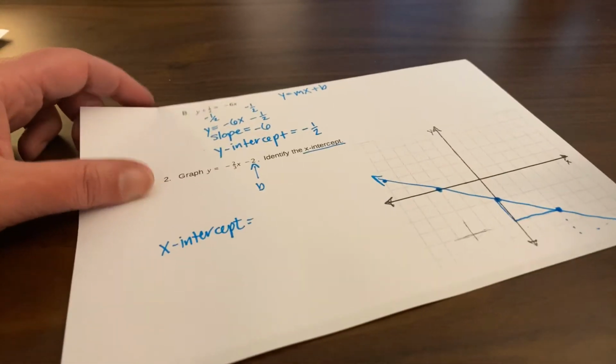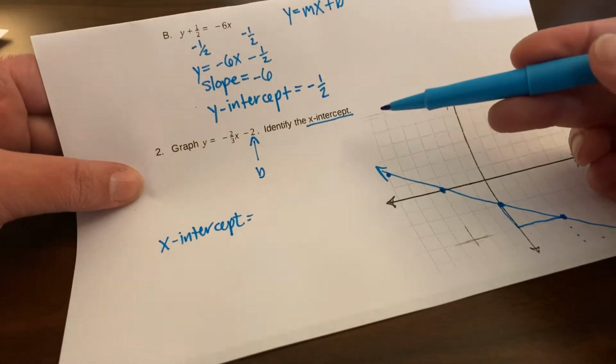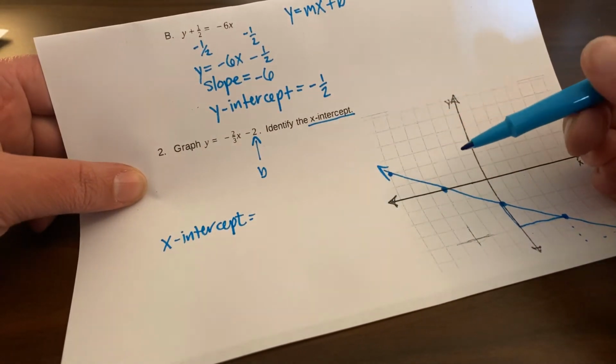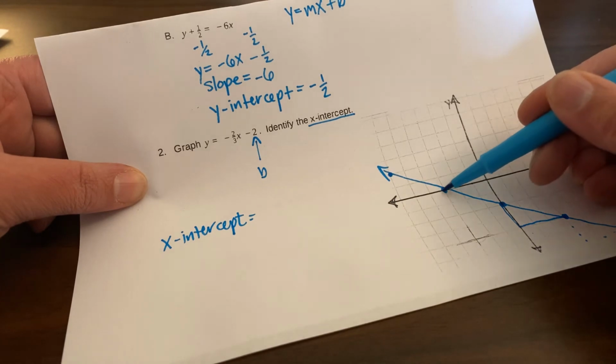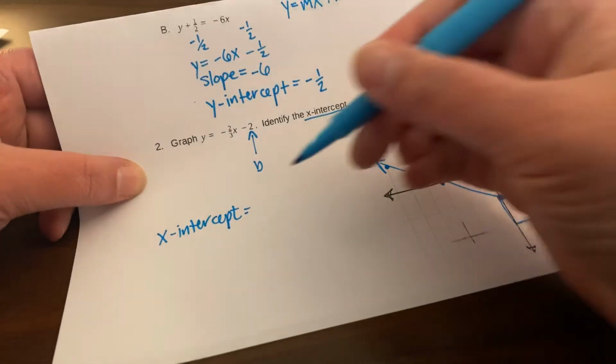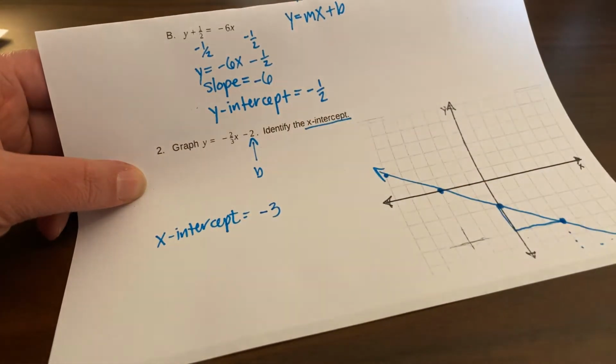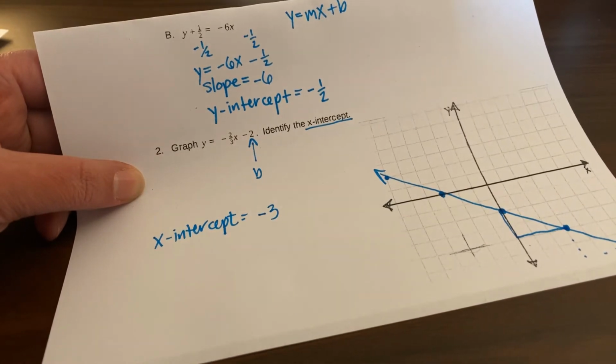Now, what is the x-intercept? It does say to identify the x-intercept. Where does it cross the x-axis? 1, 2, 3. It looks like it crosses the x-axis at -3. So our x-intercept is -3.